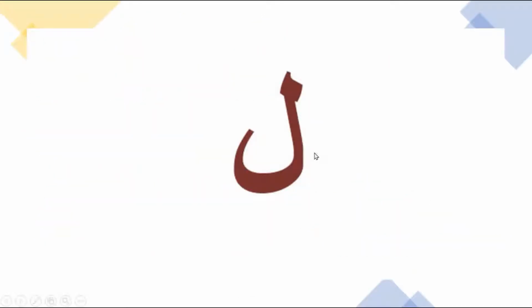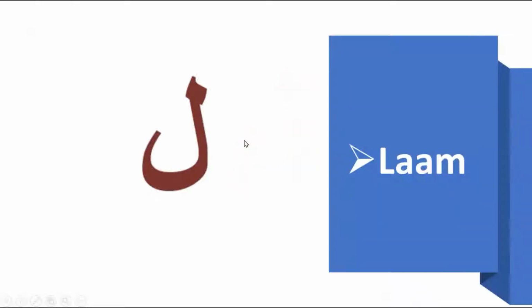This is the letter Laam. How to write the letter Laam? We start above the baseline and we make a straight line like this and then we make half of a circle. This is the letter Laam.